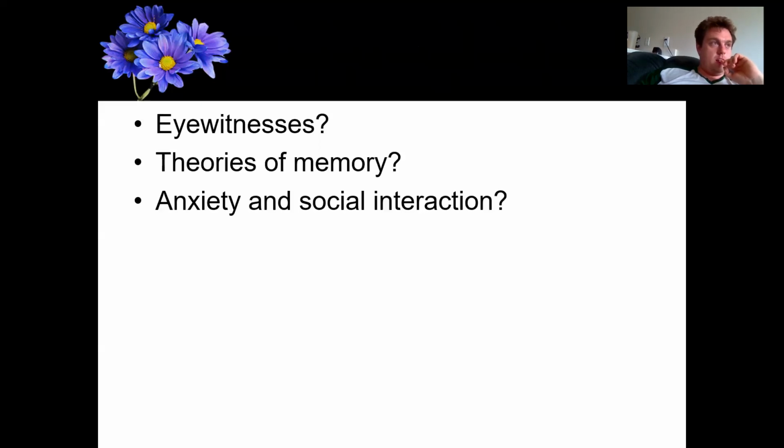So think about whether, for your particular research question, external validity matters. Something like theories of memory, probably not. Something like anxiety and social interaction, probably yes. Something like eyewitnesses, yes, external validity is probably very important there. We'd want to know, is the situation realistic? You might get different results in a carefully controlled lab experiment with eyewitnesses or mock eyewitnesses than you would in the real world. So that's always something to consider.